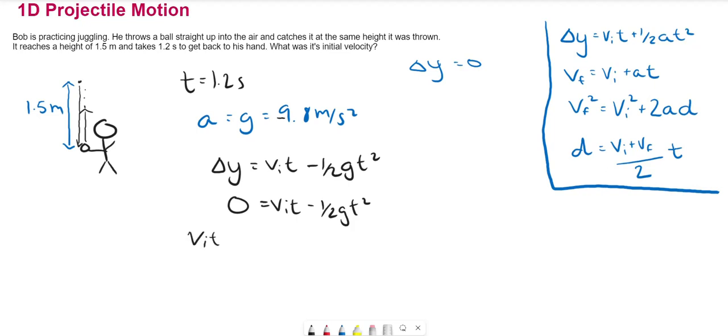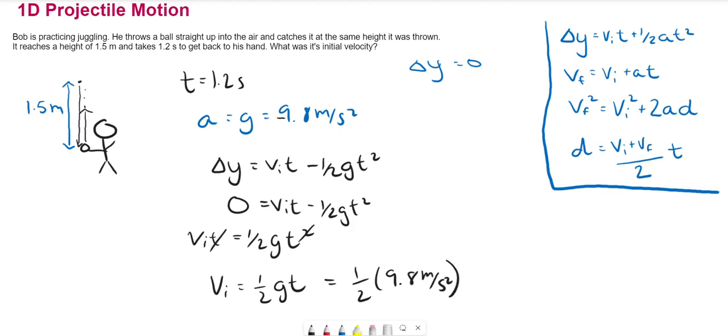So that's going to give us v initial t equals 1/2 g t squared. We have t squared on one side and then another t on the left, so let's just cancel out one of those. So divide through by t, right? So that gives us v initial is equal to 1/2 g times t. So that's just 1/2 times 9.8 meters per second squared. Don't forget your units. Times 1.2 seconds. And that is going to give us 5.7 meters per second. And that was the initial velocity of the ball.